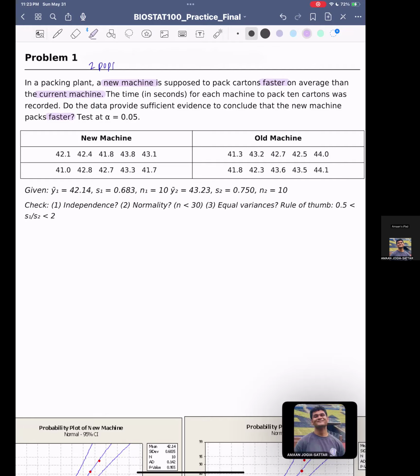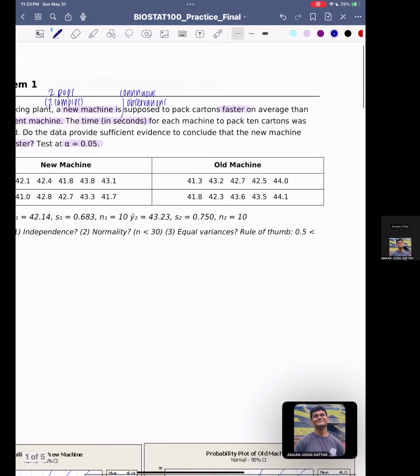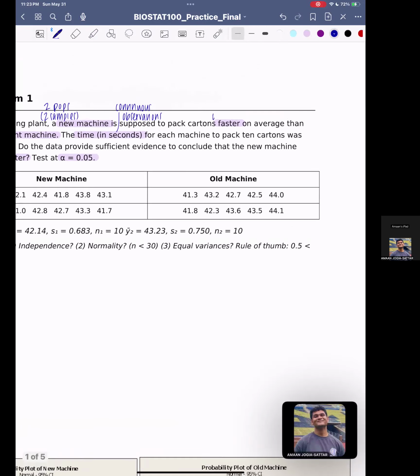And we'll get into why I think that's important. Another thing I'm seeing is time in seconds. And then if you look down, spoiler alert, you can see that these are decimal valued. So here what I'm seeing is continuous observations. So two populations, two samples is implicit in that. And then I'm seeing that we're hypothesis testing here. And we have faster. So one machine, namely the new machine, is supposed to be faster than the current machine. So this is signaling to me that our hypothesis is going to be one-tailed.